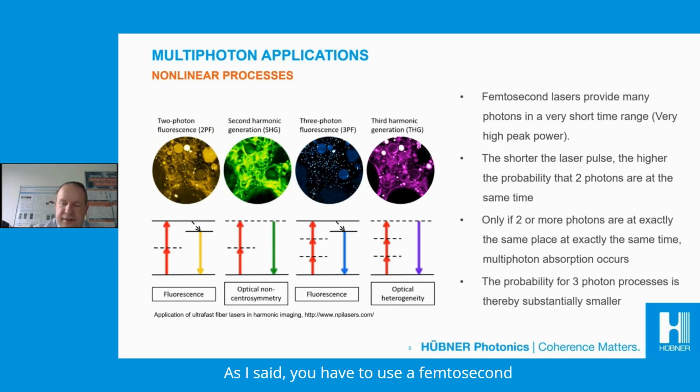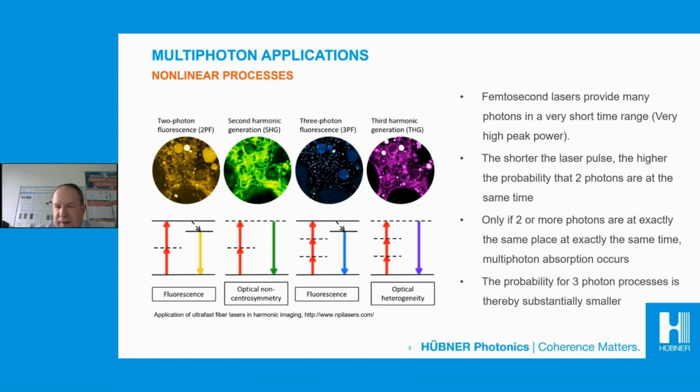As I said, you have to use a femtosecond laser to do multiphoton excitation. You can just think about why a short pulse is necessary. If you have a long pulse, the probability that two photons are exactly at the same time at the same space is quite low. So the shorter you make the pulse, the higher the probability.